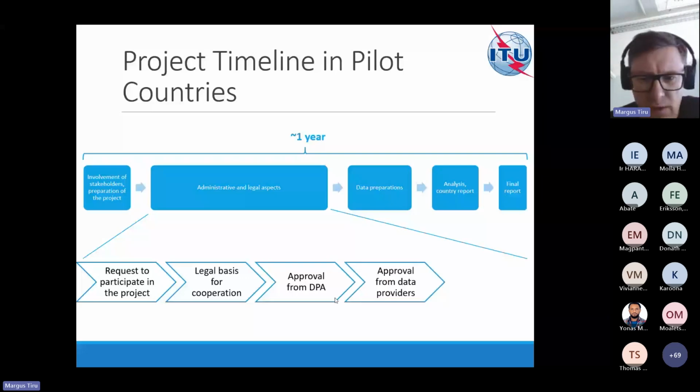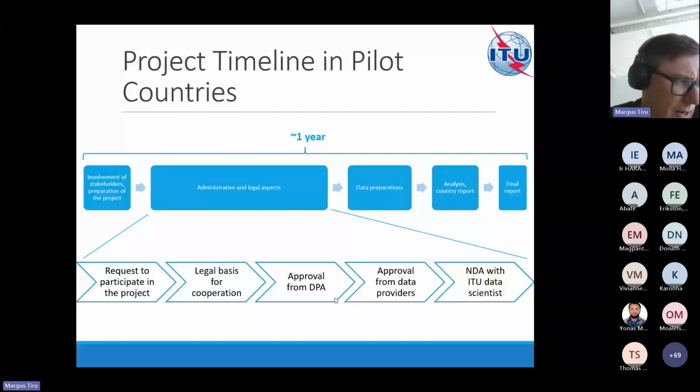Mobile network operators are usually very big organizations with a quite tall business hierarchy, so approvals from different departments were necessary, and it did take a lot of time as well. During the project, there were also questions of who would be able to deal with the data. We had to sign NDAs with the ITU data scientists who were conducting the analysis. So a very large part of this 1 year was spent on resolving administrative and legal aspects. I think this is also visible from the poll, where the main barrier we can see is access to the data.